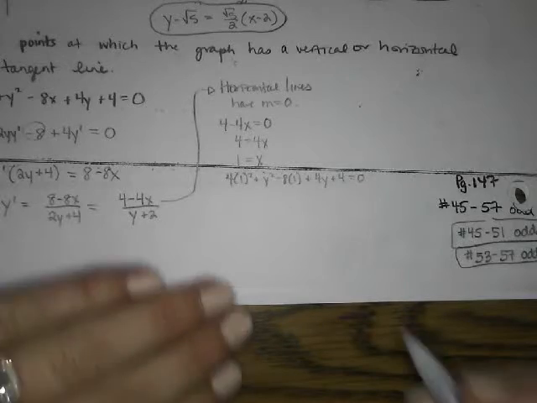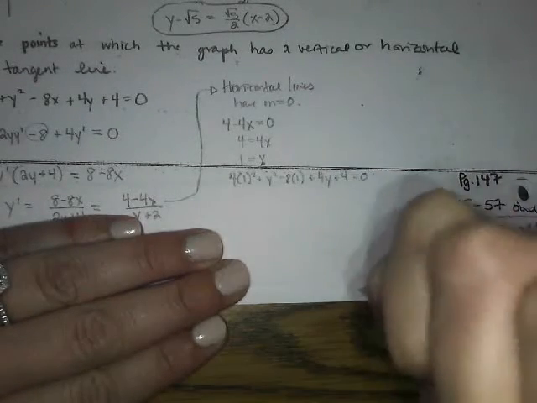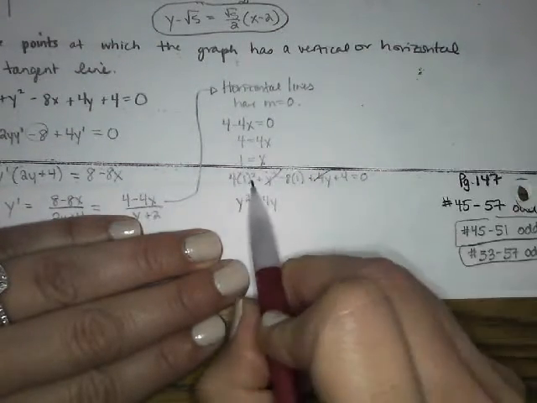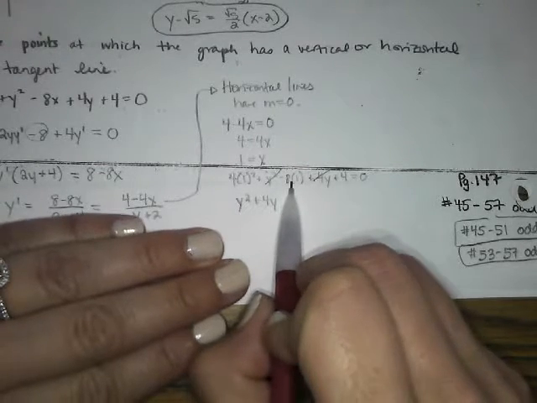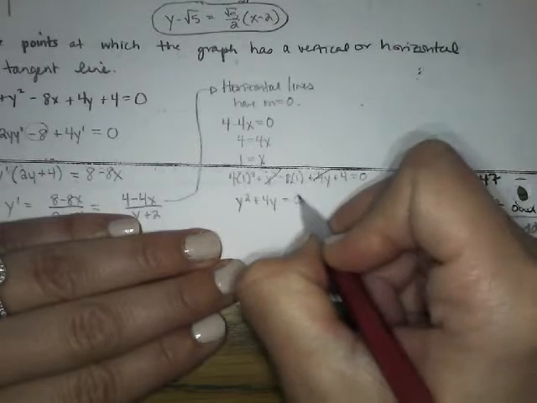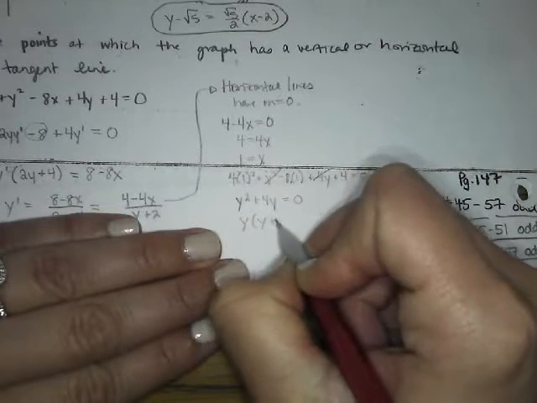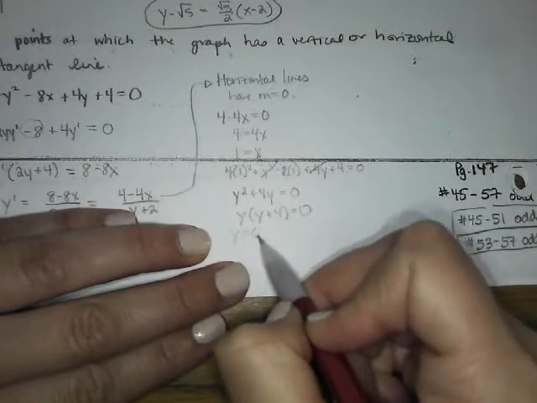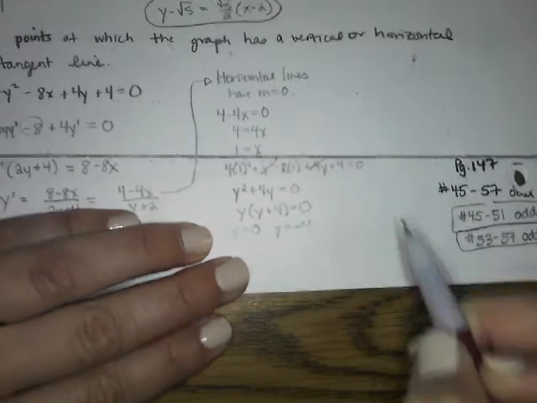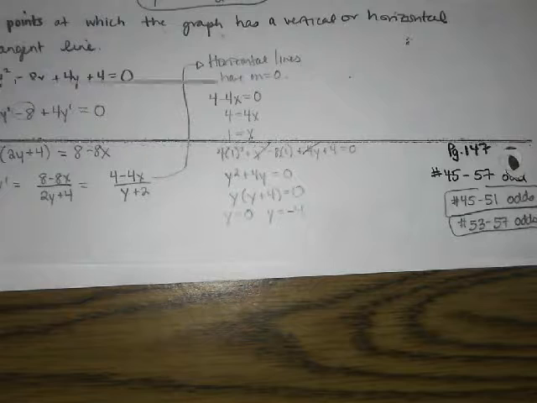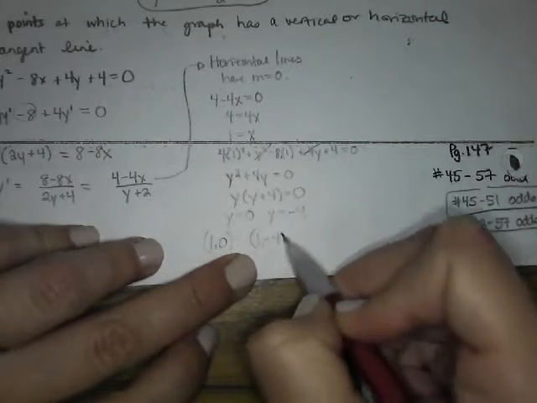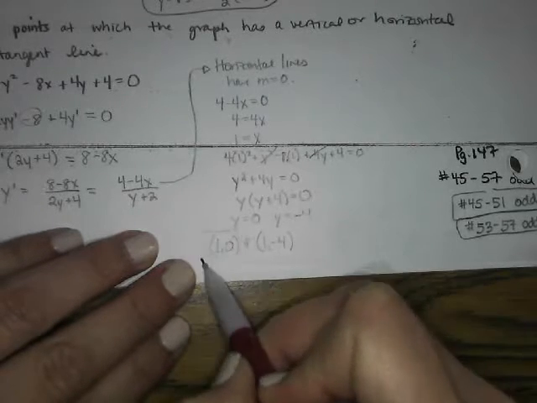So that'll be y squared plus 4y. And then I've got 4 minus 8 is negative 4, plus 4 is 0, so that works out nicely. I can solve this quadratic by factoring. And then I've got two potential y coordinates. y equals 0 and y equals -4. So the 2 points are (1, 0), but also (1, -4). Those are the points that have horizontal tangent lines.